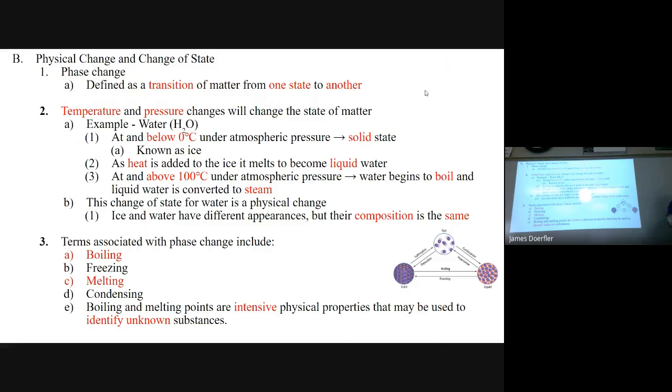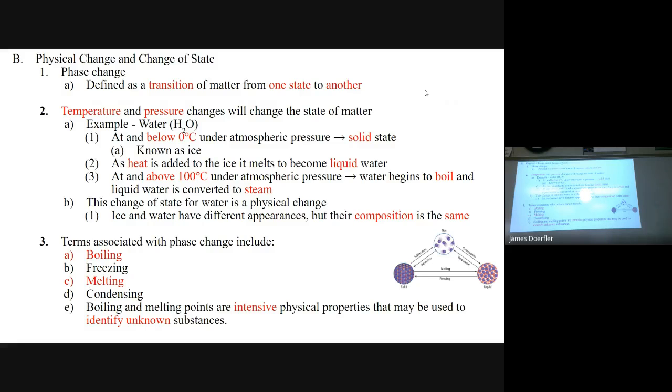Now, at the end of the first section, we talked about changes of state: solid, liquid, and gas going into all the other various states. We call those phase changes, simply a transition of matter from one state to another. Temperature and pressure changes will change the state of matter. We used the example of water when we were talking about this in section 1.